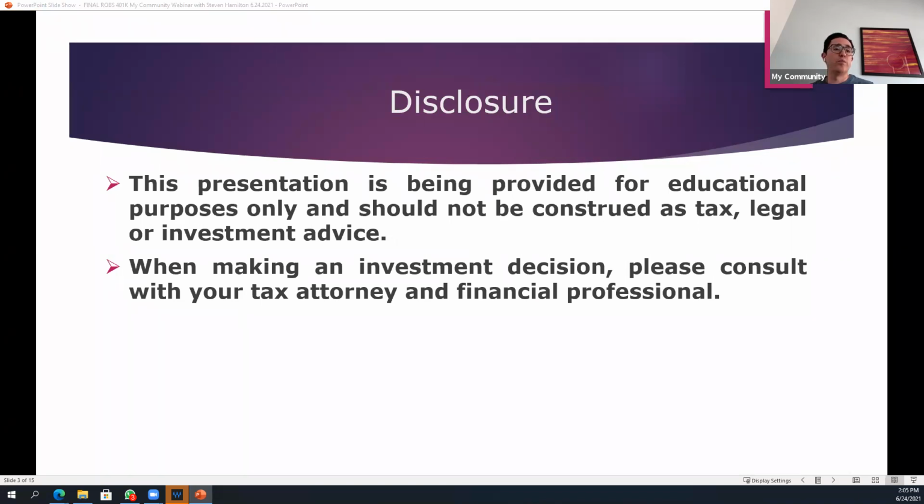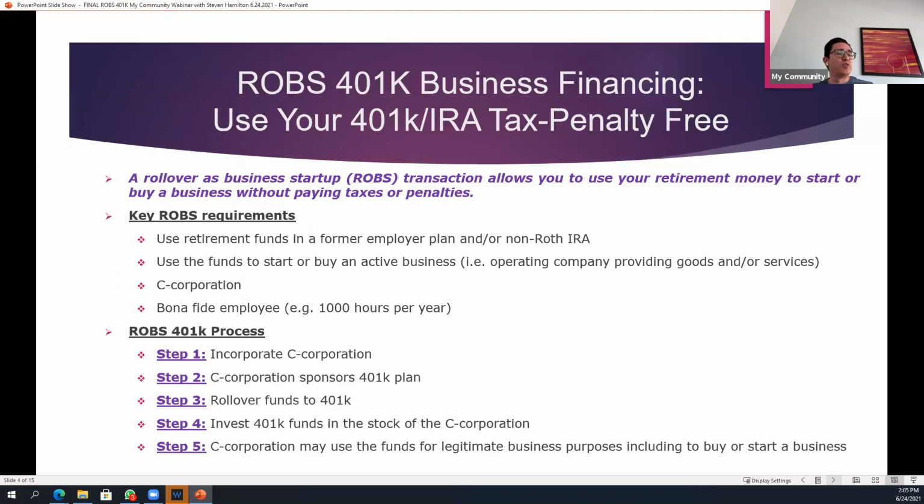Before we give Stephen a chance to share his knowledge, we first want to set the stage as far as what is a ROBS 401k. It refers to a rollover as business startup transaction. That's the IRS terminology. What it's doing is allowing you to use retirement money to start or buy a business without paying taxes or penalties.